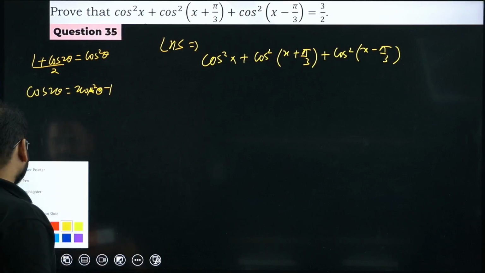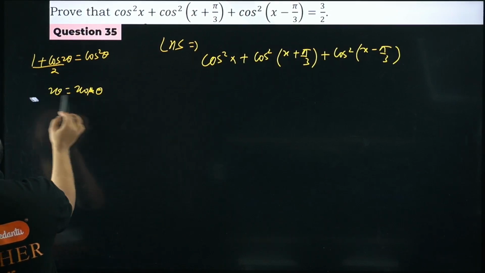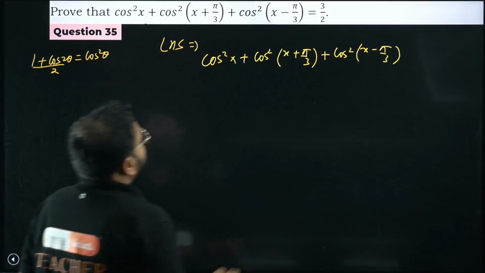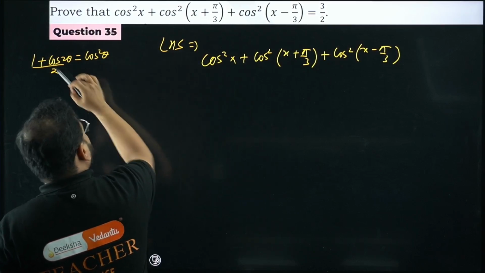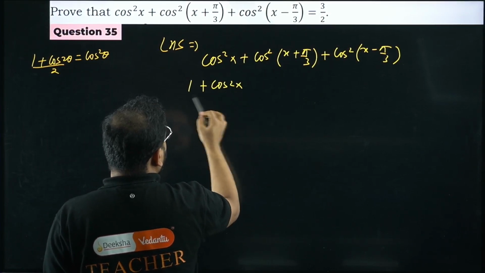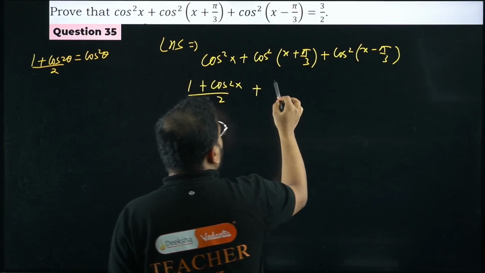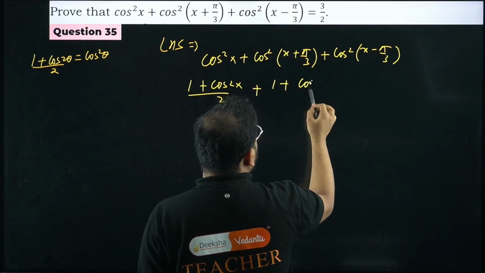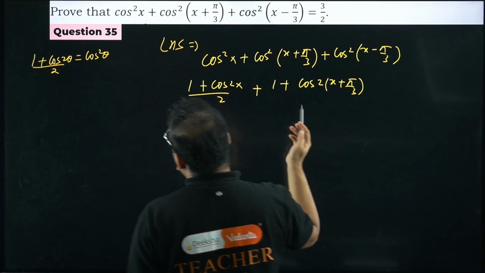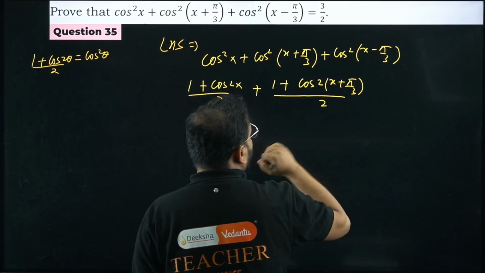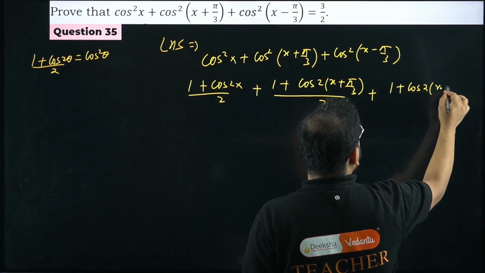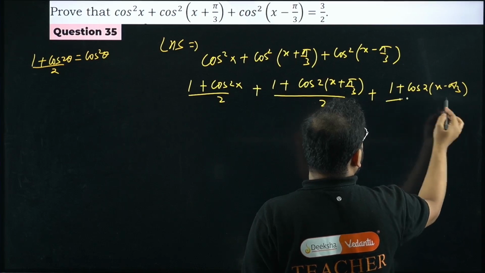1 second, I can erase this part. Only the numerator is enough. Let's solve this now. So we have cos square term over here. I'm going to use this side. It'll become 1 plus cos 2x by 2 plus 1 plus cos 2 times of x plus pi by 3, whole thing, right, by 2. We have again plus 1 plus cos 2 times of x minus pi by 3 by 2.